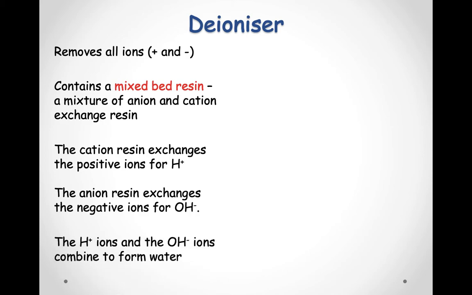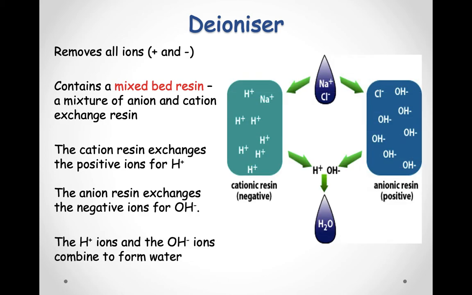Now, that gives you a very pure product when you think about it. You've taken out all the plus ions, you've taken out all the minus ions, and you've replaced them with H pluses and OH minuses, which link up to form H2O. So what comes out at the end of your deionizer, having gone through those two resins, is water with no ions in it.